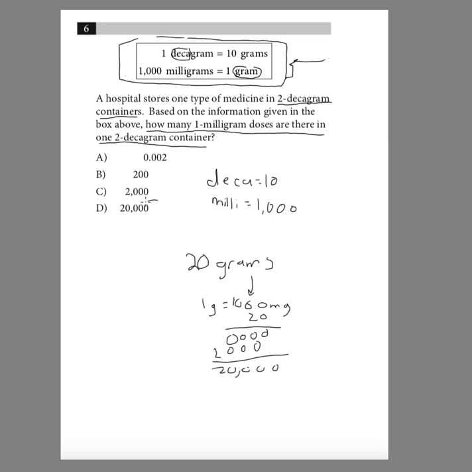So the answer to this is going to be D. And before we could have even picked the answer D, we could have just crossed out some pretty irrational choices, right? A is one very irrational choice. How can it be 0.002 milligram doses in one 2 decagram container, right? That is pretty outrageous. 200 is pretty absurd as well, right? If milli is 1,000, how can it be 200? All right, so that's a pretty absurd choice. And then from here you can work your way to 20,000.